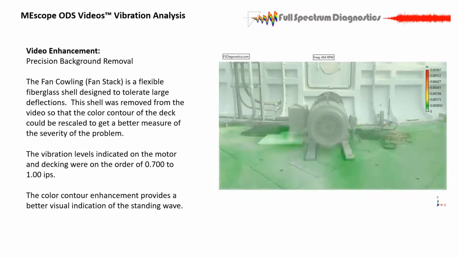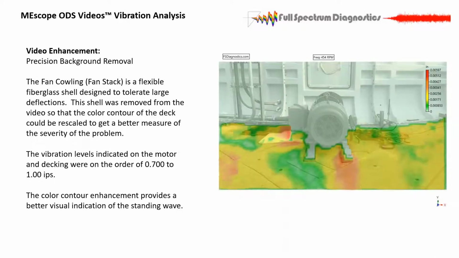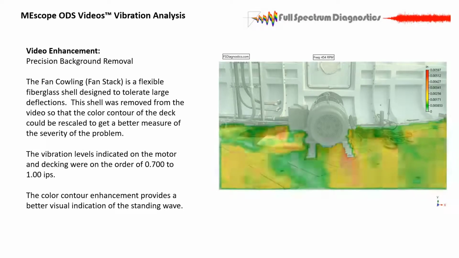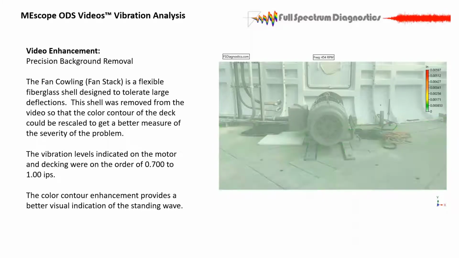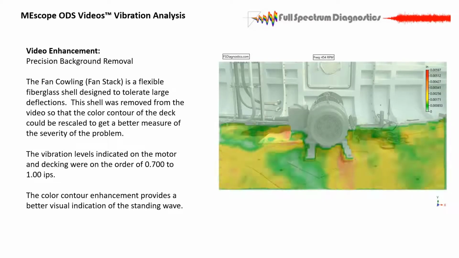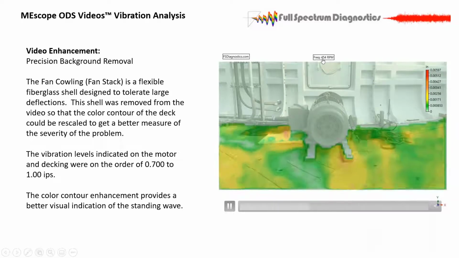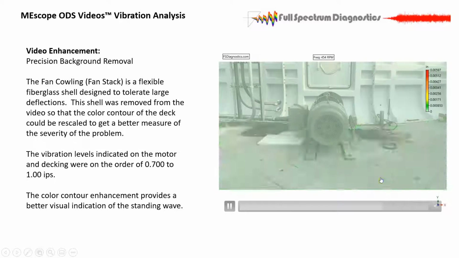This is one that somebody in the plant sent me before I came. So they stood at the back end of this thing, and it almost looks like they had a tripod, because they were standing pretty still. But they shot this short video. It was right around blade pass frequency, and the whole deck was moving. It was interesting.